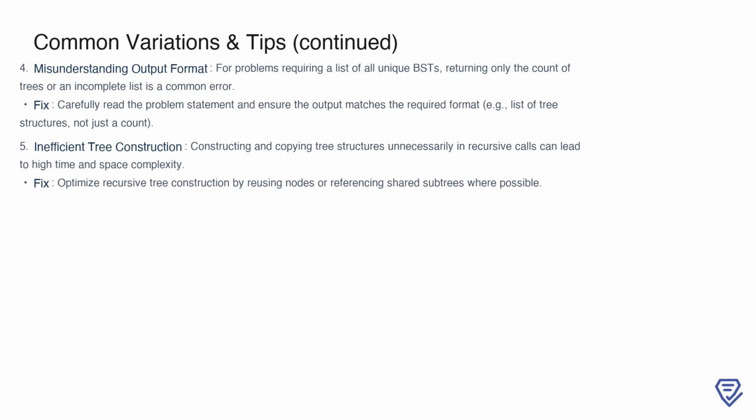Furthermore, inefficient tree construction can also be a major bottleneck. Repeatedly constructing or copying tree structures within recursive calls can unnecessarily inflate both time and space complexity. To address this, look for ways to optimize tree construction, such as reusing nodes or referencing shared subtrees whenever possible. By adhering to these principles, you can avoid common inefficiencies and ensure your solution is both correct and optimized.